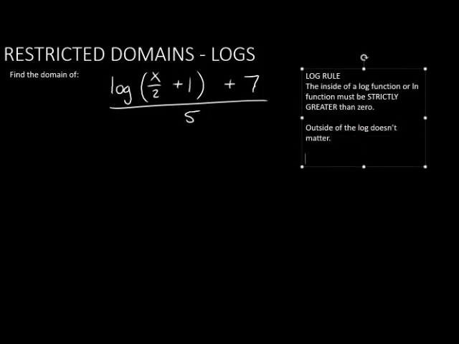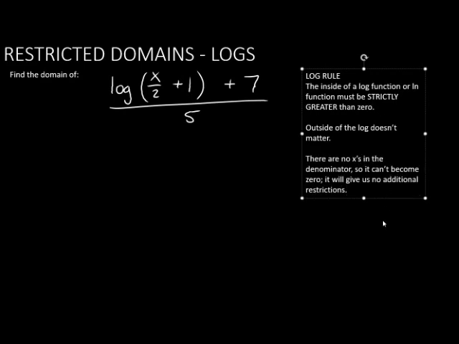You may notice also that we do have a denominator in this fraction because everything is divided by 5. But also notice there are no x's in the bottom of that fraction. That means we will not have to check the denominator for any additional restrictions because there are no x's. Because there are no x's, there is no way for the denominator to become 0, and we won't have to worry about it. For that reason, we will only check the log for restrictions.